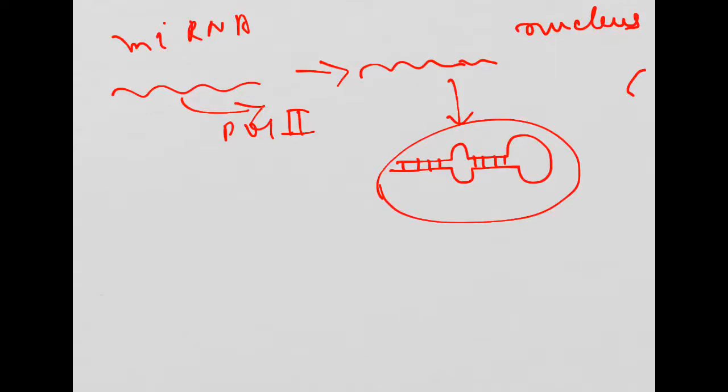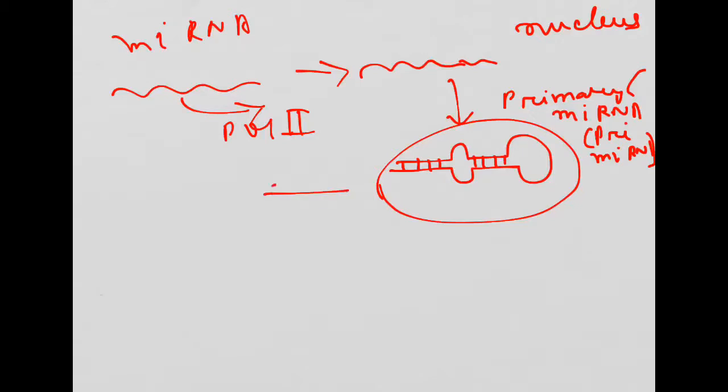Okay, this is the nucleus. Inside the nucleus, this type of structure is formed, and this is known as your primary miRNA, or pri-miRNA.